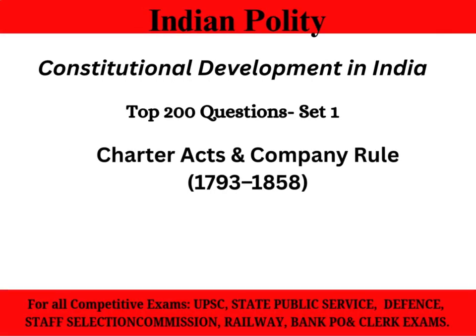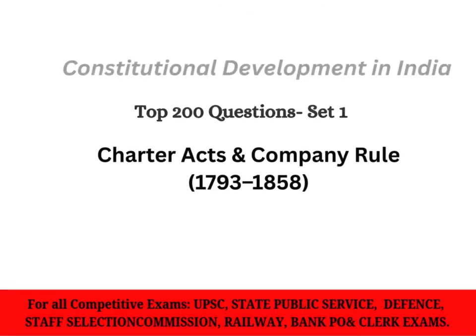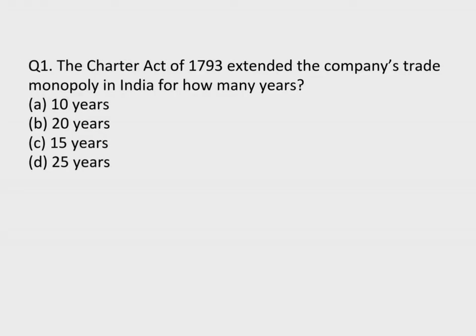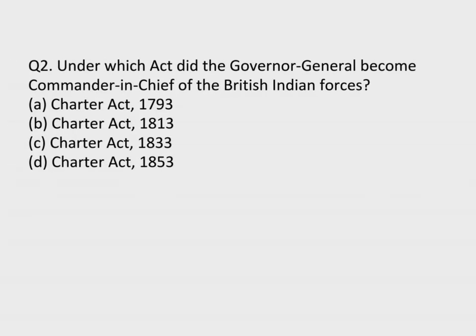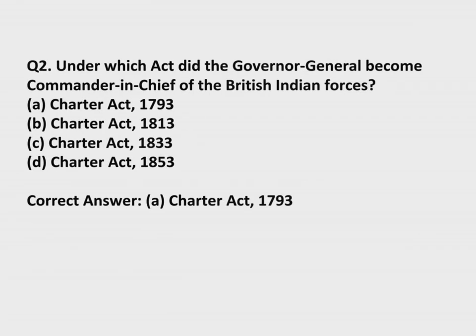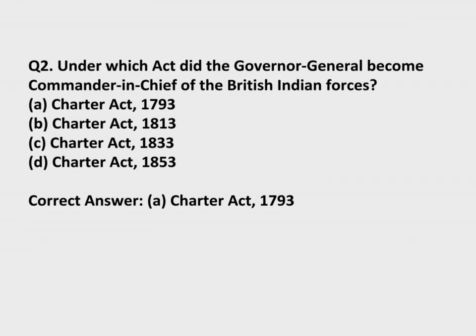Set 2. Charter Acts and Company Rule, 1793 to 1858. 1. The Charter Act of 1793 extended the company's trade monopoly in India for how many years? Correct answer, B. 20 years. 2. Under which act did the Governor-General become Commander-in-Chief of the British Indian Forces? Correct answer, A. Charter Act, 1793.